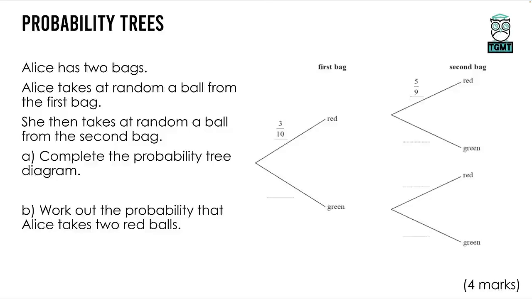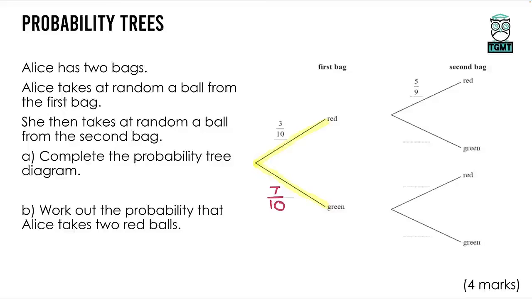Alice has 2 bags. Alice takes at random a ball from the first bag, which we can see on the probability tree, 3 out of 10, for red, we don't know green. She then takes at random a ball from the second bag, which we can see 5 over 9 for red, but we don't know green. Complete the probability tree diagram. So each pair of branches have to add up to 1. In the case of fractions, that means the numerators have to add up to that denominator. So with 3 out of 10, the other one has to be 7 out of 10. And that's that pair of branches done.